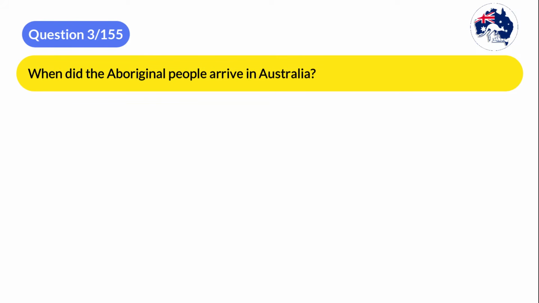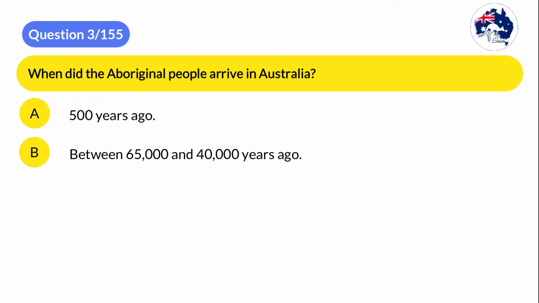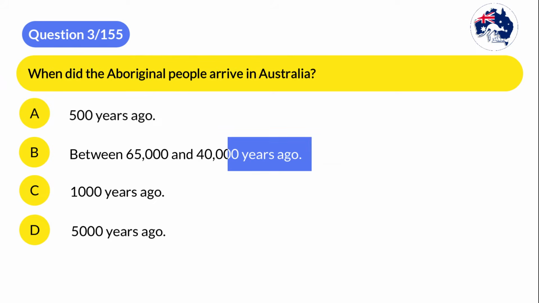Question 3. When did the Aboriginal people arrive in Australia? A. 500 years ago. B. Between 65,000 and 40,000 years ago. C. 1,000 years ago. D. 5,000 years ago. The correct answer is B.